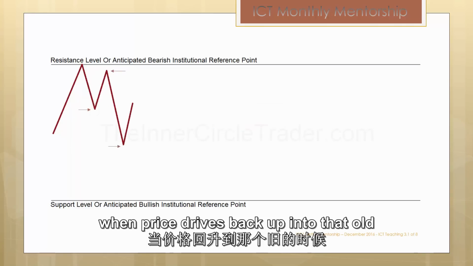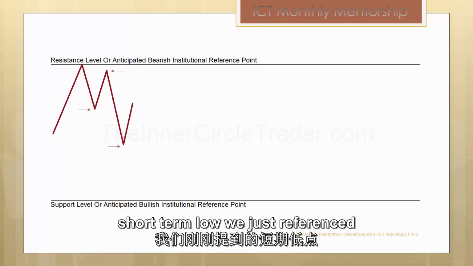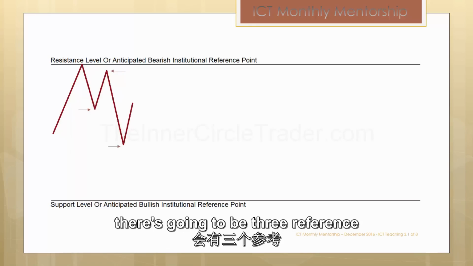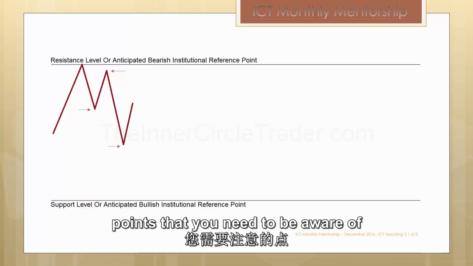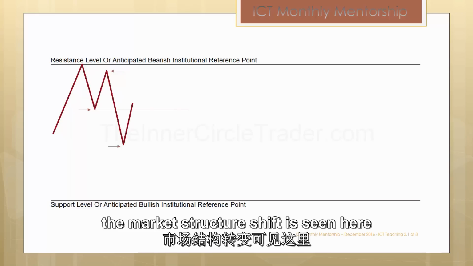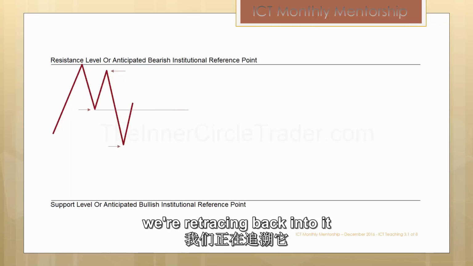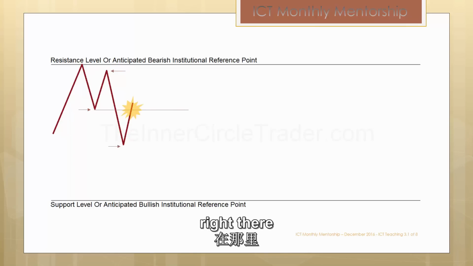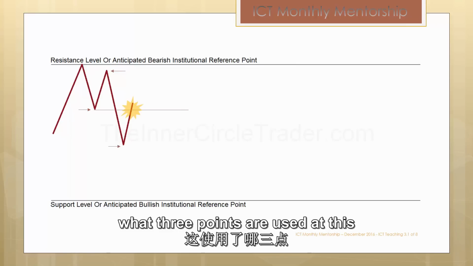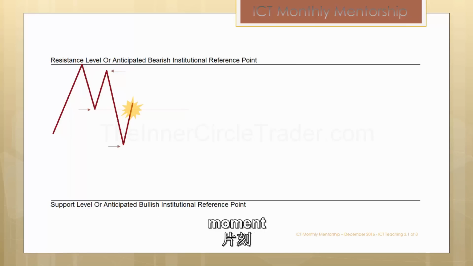When price drives back up into that old short-term low we just referenced, there's going to be 3 reference points that you need to be aware of. The market structure shift is seen here. We're retracing back into it, right there. What 3 points are used at this moment? You have point A, point B, and point C.